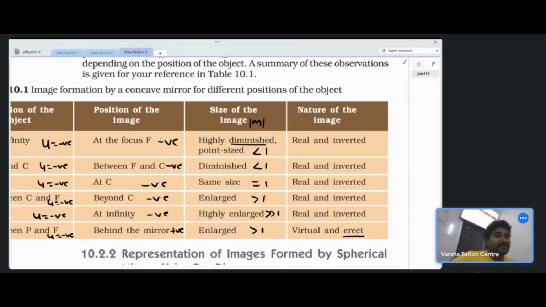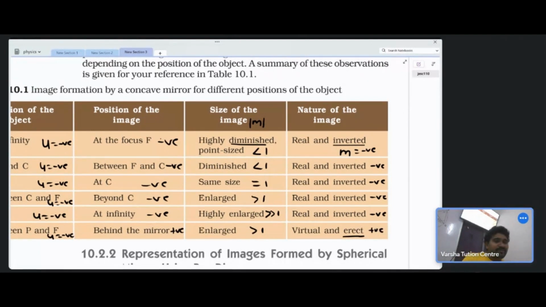Okay, sir. Now observe. Here, inverted is there, right? When it is inverted, m will be positive or negative? Negative. So m is negative here. Here m is negative. Here m is negative. Here m is negative. Here m is positive. Oh, sir, it is very clear.